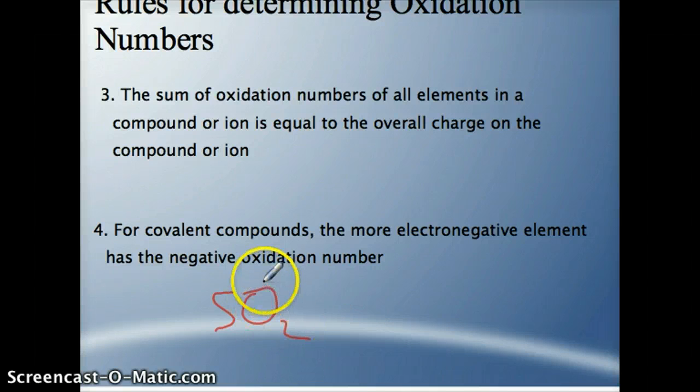Another way to tell is that the more electronegative element is going to have the negative charge. So oxygen is more electronegative than sulfur, so oxygen is going to have the -2 charge, as usual. There's 2 of them, so -4. So in this case, sulfur must be +4.